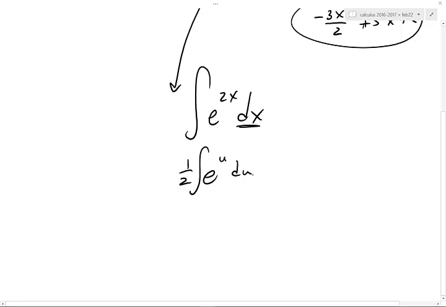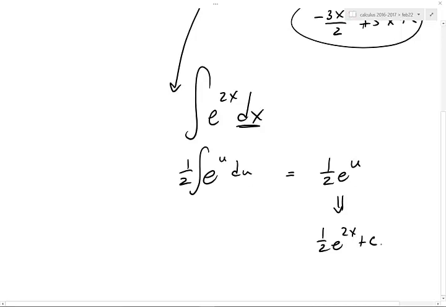And so what is the antiderivative of e to the u? From whence did it come? E to the u. That's right. Well, it's equal to that. And then I'm going to resubstitute. Then I'm going to resubstitute and get 1/2 e to the 2x plus a constant, yes?